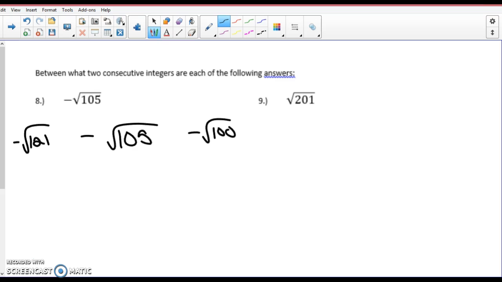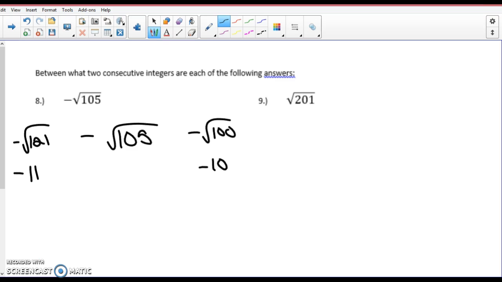we got this negative in front, right? So we're on the negative side. The square root of 100 would be negative 10. This will be negative 11. Now, I have a question for you. Is the square root of 105 closer to the square root of 100 or closer to the square root of 121, Justin? So, yeah, closer to the square root of 100. So give me a decent estimate of what this will be.